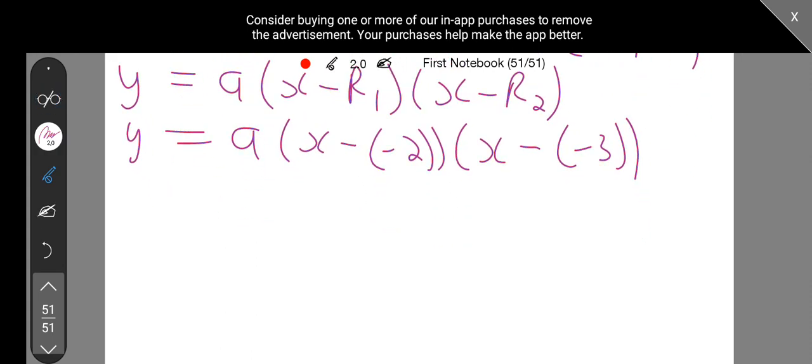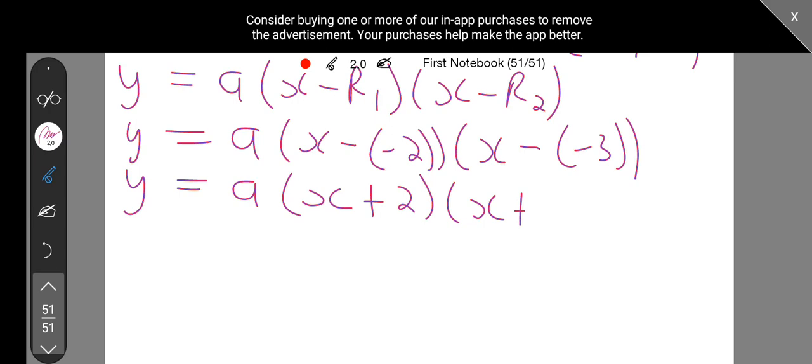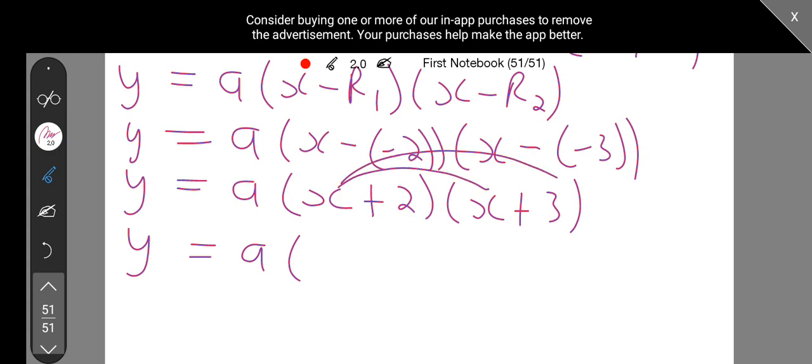So we're going to say that y is equal to a multiplied by (x, what is negative times -2? That gives us +2) multiplied by (x, negative times -3, that gives us +3). And we're going to say that y is equal to a multiplied by the expansion. Here we're going to use the method of FOIL: first, outer, inner, last. What we mean is that it's x times x, x times 3, 2 times x, and 2 times 3.